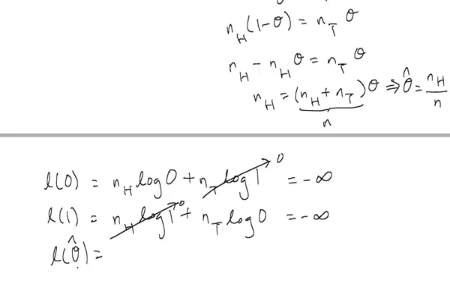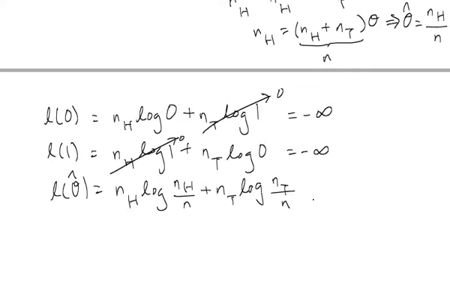And now what about the log likelihood evaluated at theta hat? Well, we're going to have number of heads times log of the number of heads divided by n, plus number of tails times log of 1 minus this thing, which is of course the number of tails divided by n. For sure these quantities aren't exploding to minus infinity. They're going to be negative numbers, but not minus infinity. So actually none of these quantities are going to minus infinity. So we know that this is greater than minus infinity. It's definitely higher than these two values.